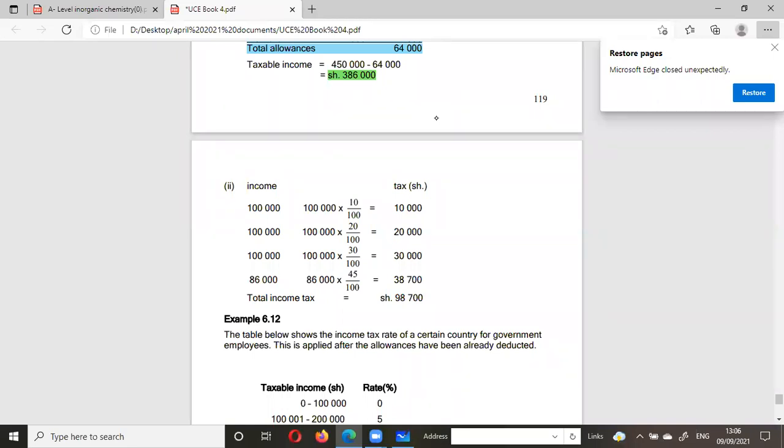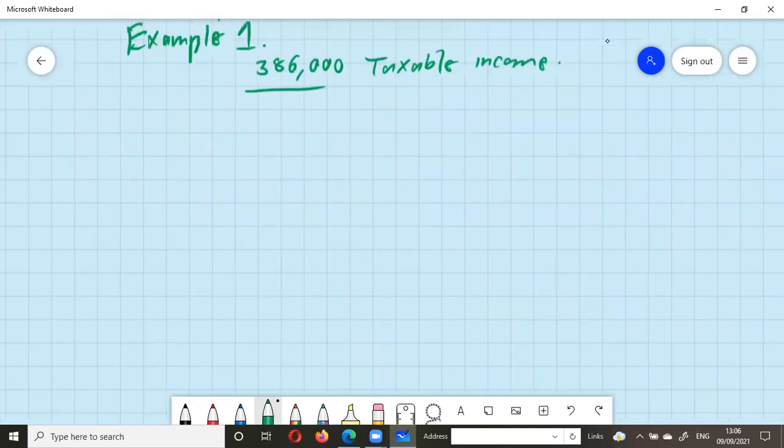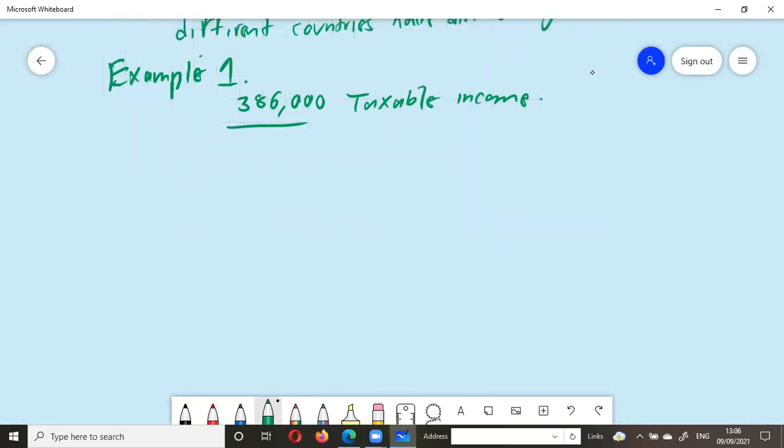Now the other one is 86. Why are we using 86? Because we are using 300 minus the 200. So that's why we had this. Remember, we had 386,000 as our taxable income. But the charge rate was as follows.